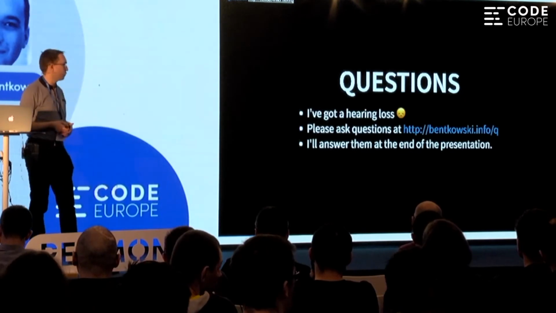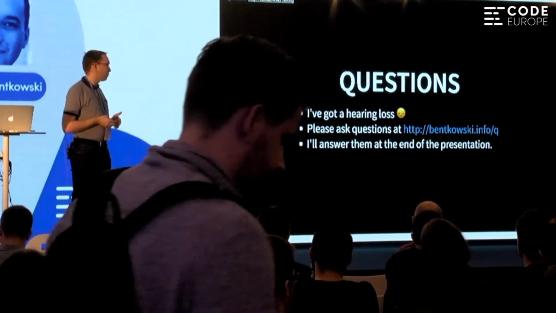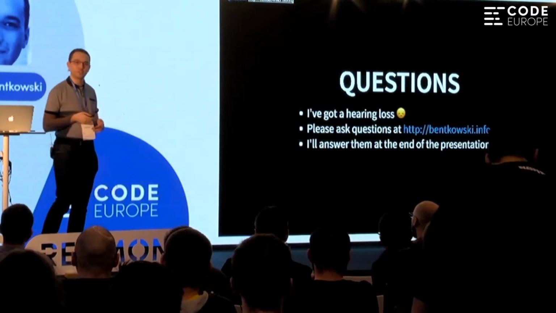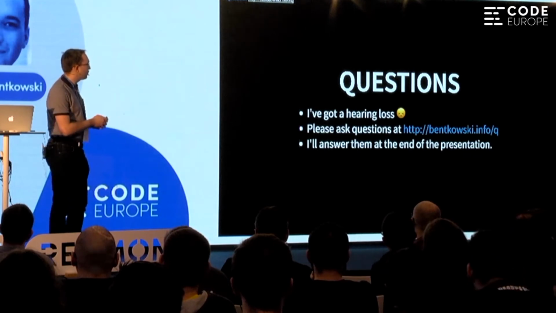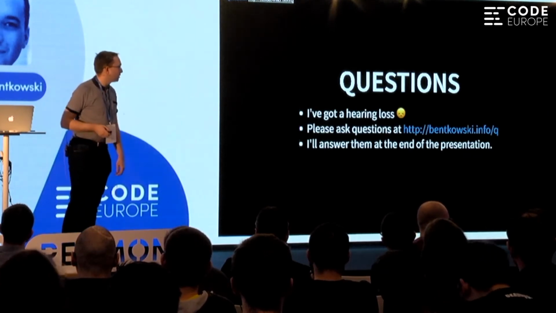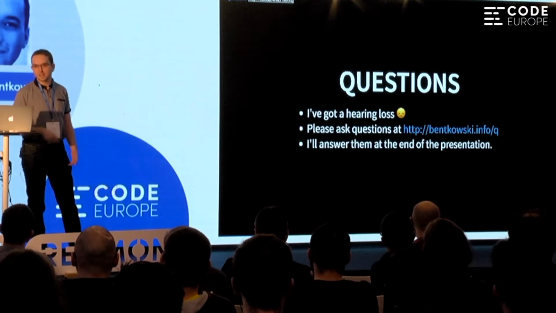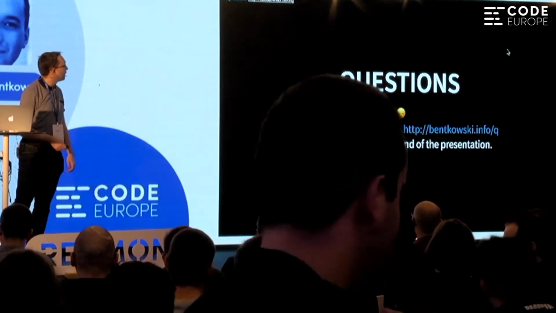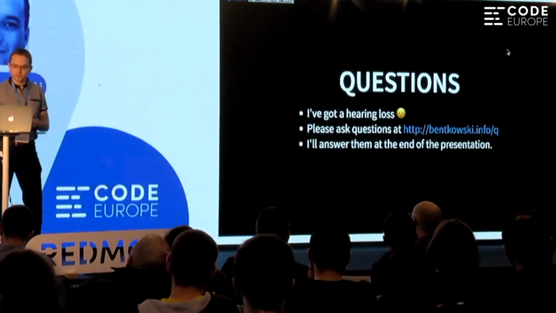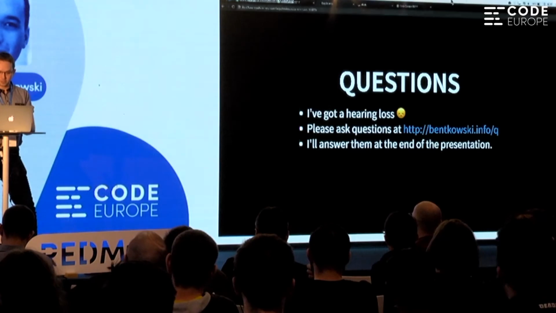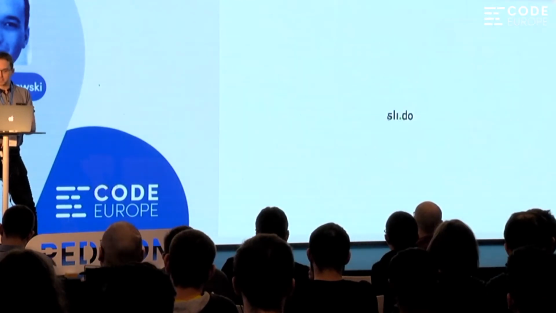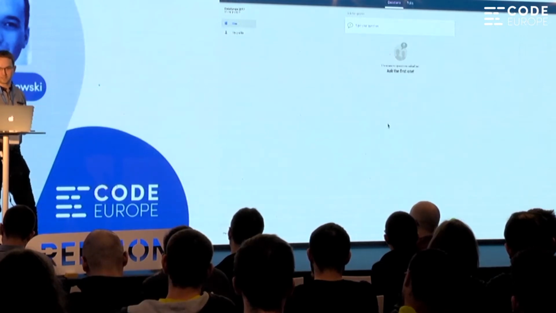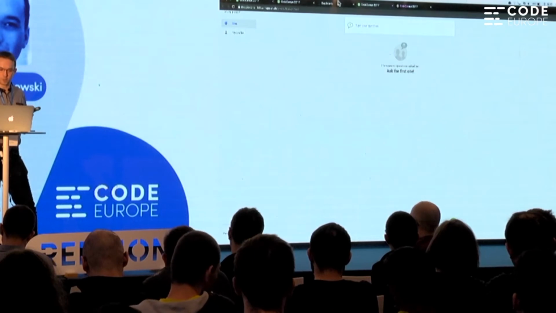Before I start, I have a request for you, because unfortunately I've got quite a huge hearing loss, so it might create problems with communication in the questions phase. So whenever you have a question, you can just go to the bentkowski.info/q page and ask the question there. The URL is in the upper left corner of the screen. So you can go here, ask the question or vote for the questions, and at the end of the presentation, I will check if there are any questions and answer the questions that are voted the most.